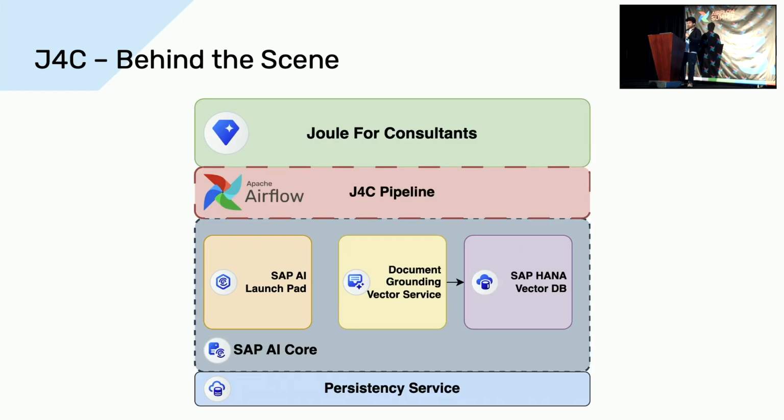So with all that, what powers Joule for Consultant, like behind the scenes or architecture? Joule for Consultant as a bot, its knowledge is driven through this pipeline that we created using Airflow, among other services. SAP has its own plethora of services in the AI, generative AI space, like SAP AI Launchpad, and a grounding service which provides access to a vector database, and we use proprietary HANA Vector DB to store all of this knowledge, like create embeddings and store it in that vector service.